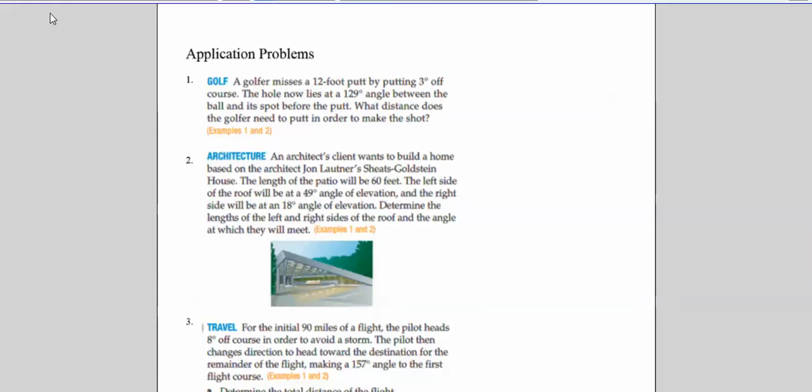Okay, let's go back to those application problems. Some of these application problems can be tricky for drawing the picture, so what you may want to do is draw the picture with or without the help of the video, but then pause the video to see if you can apply the law of sines to solve the problem. So the golfer misses a 12-foot putt by putting 3 degrees off course.